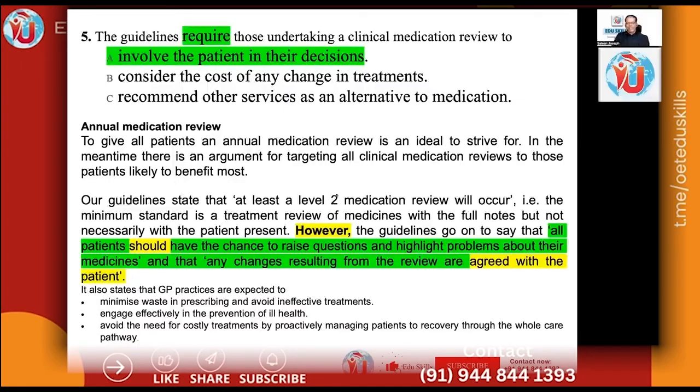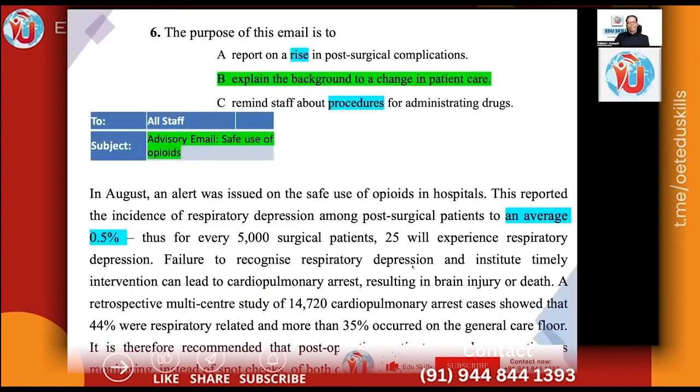But then here after, however, it clearly says all patients should have the chance to raise questions and highlight the problems about their medicines, and that any changes resulting from the review are agreed with the patients. Involve the patients in their decisions. Any changes resulting from the review is the decision, and agreed with the patient means involve the patient in their decisions, clearly given. And the strategy is that after the contrasting word, however, you have the answer, and the rest of the things are not required.